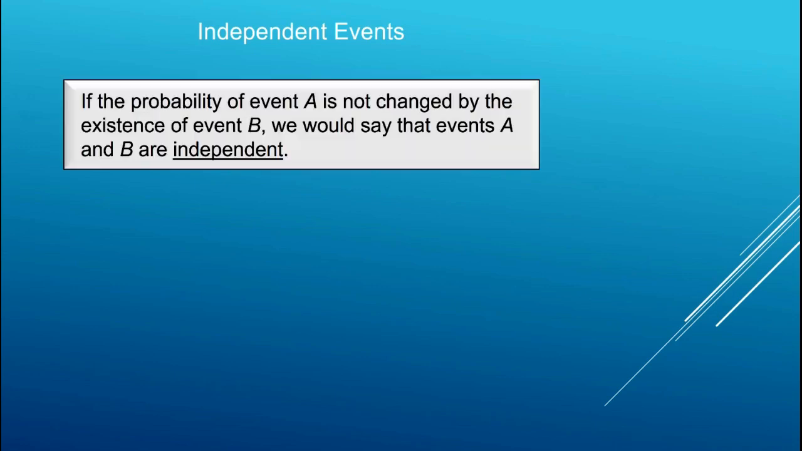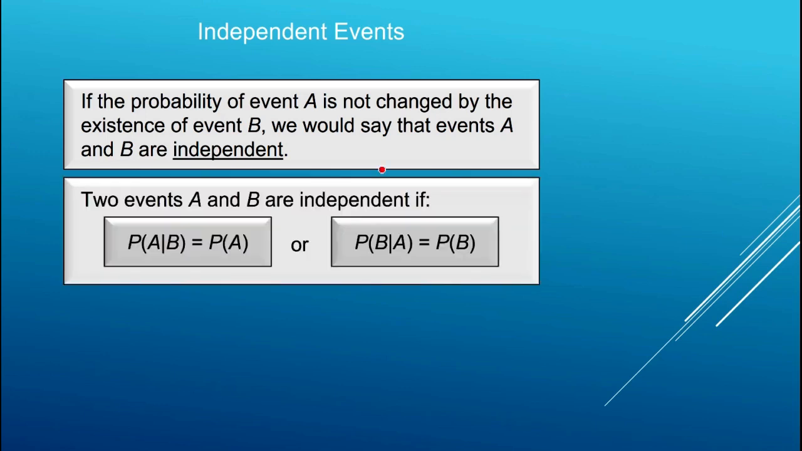Independent events. If the probability of one event isn't changed by the existence of the other events, then we say that the two events are independent of each other. So if two events A and B are independent, then the probability that A happens, conditional on B happening, is just equal to the marginal probability, or the probability of A. Knowing that event B happened gives me no additional information in predicting whether or not A will happen.